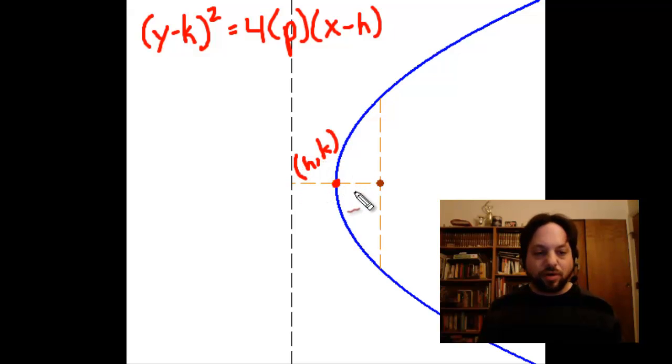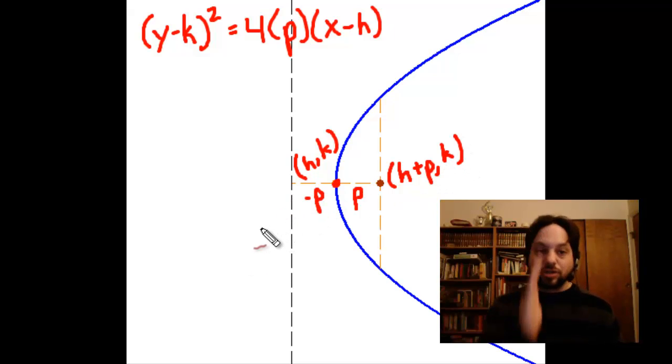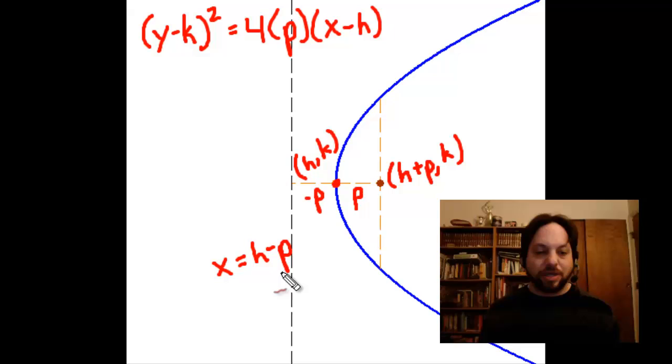And just as before, when we add p to that, that will bring us to our focus, which in this case is now h plus p comma k. If we subtract p, we'll get to the directrix. Of course, notice that the directrix is now a vertical line, so it's not going to be y equals. This time it will be x equals, and it's going to be x equals h minus p.